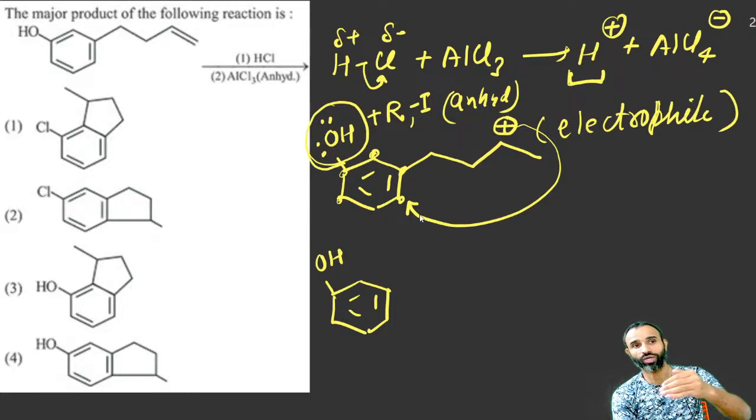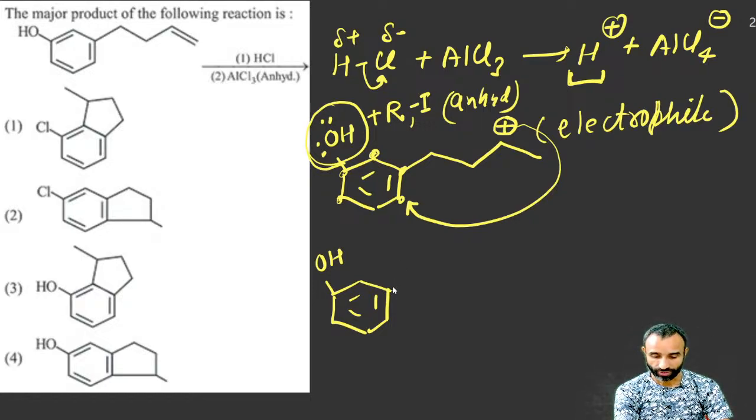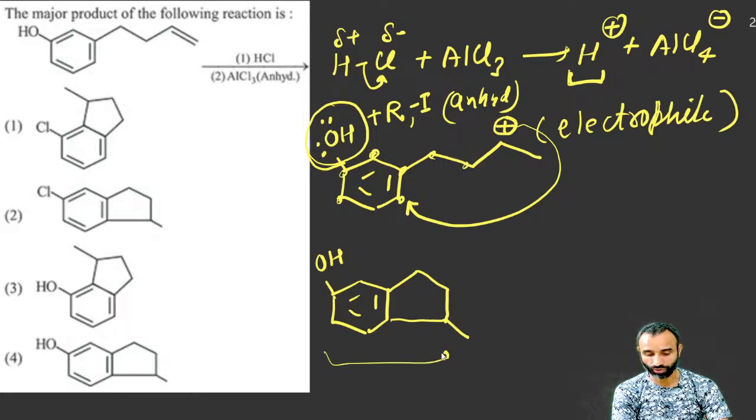You would have seen that para is the major product rather than ortho. So that's why it gives 1, 2, 3. So this is the product formed. So the fourth one is the right option.